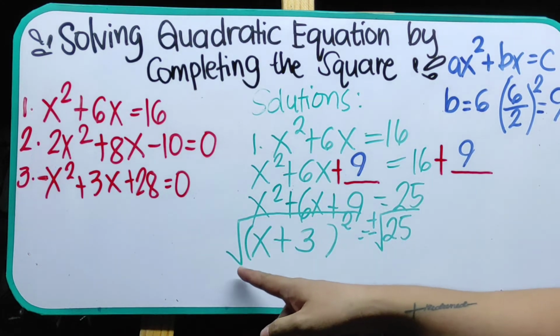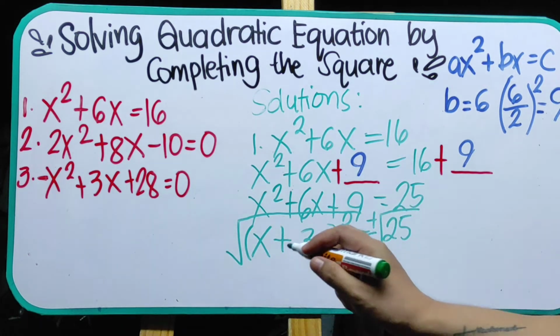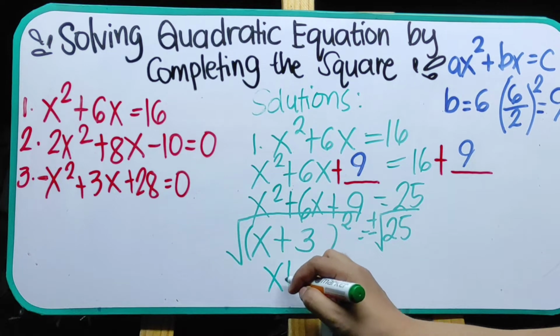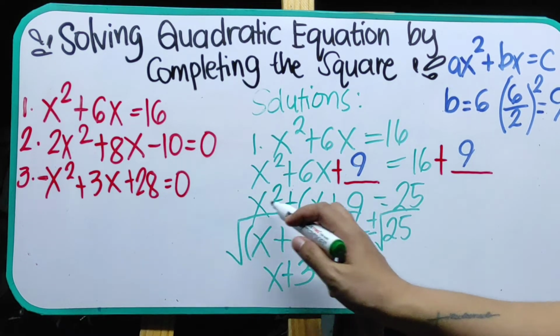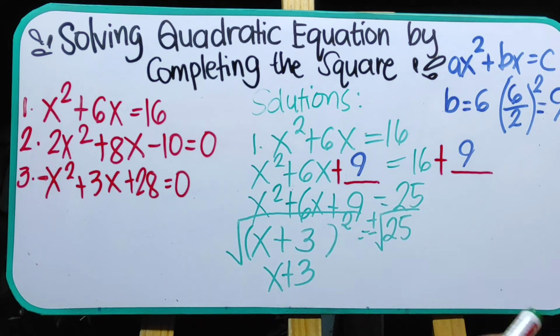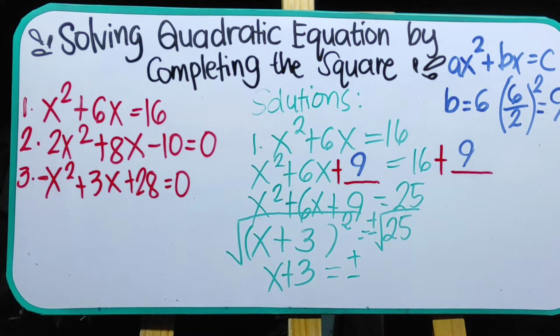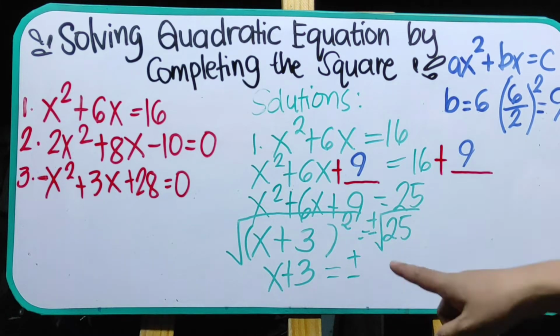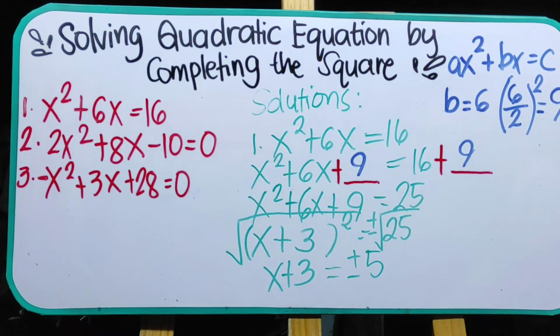So, dito po, square root ng quantity x plus 3 squared. So, ang maiiwan na lang po dito ay x plus 3. Okay? Dahil po sa square root, tapos may squared naman, ang maiiwan lang po yung nasa loob. And then, equals positive, negative, kung ano po yung square root ng 25, which is 5. So, dito, ang resulting equation natin, x plus 3 equals positive, negative 5.